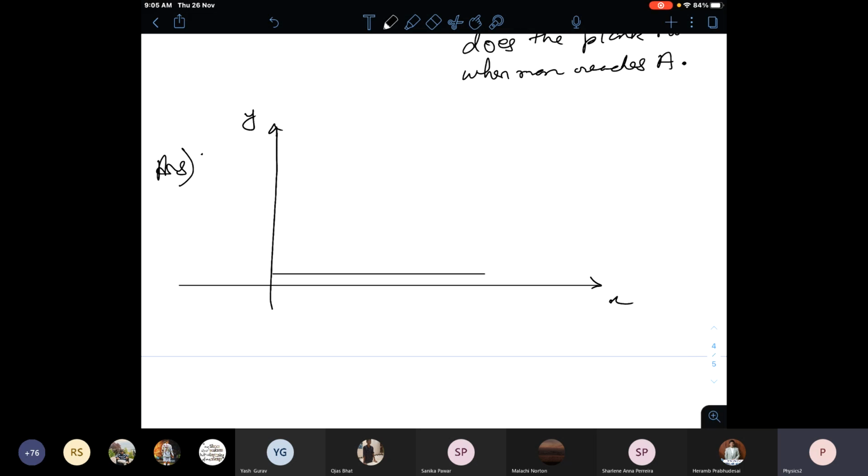Initially the plank was like this, okay, A B. Initially one end of the plank was at the origin and the man was standing at point B, okay. His mass was small m, and the capital S is friction.